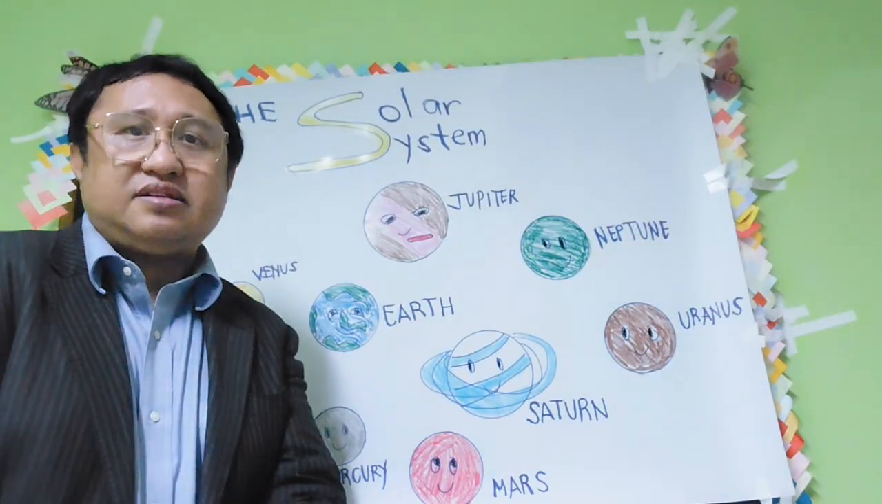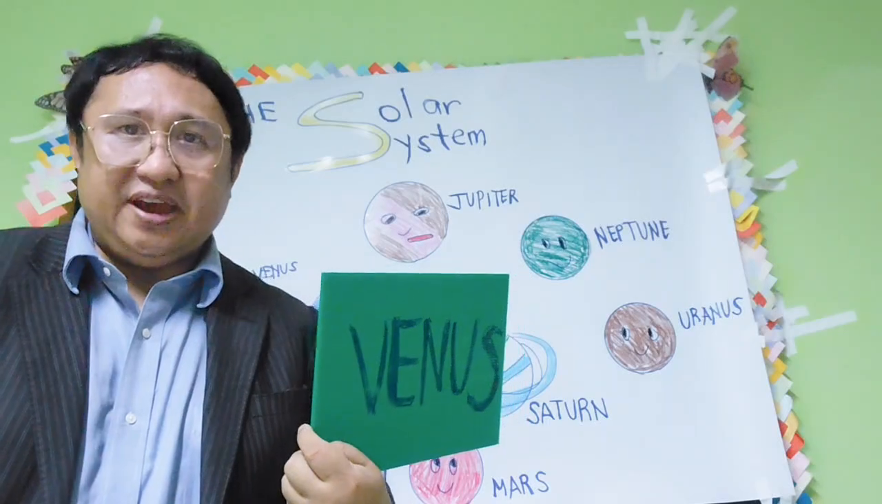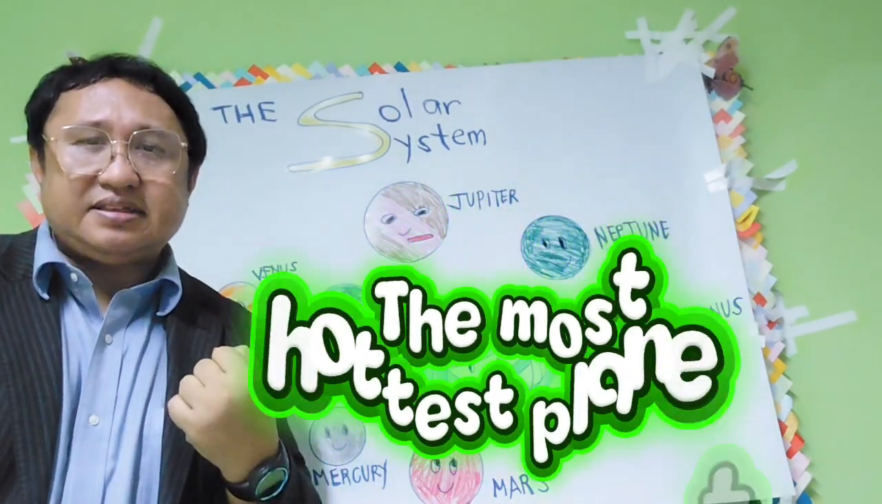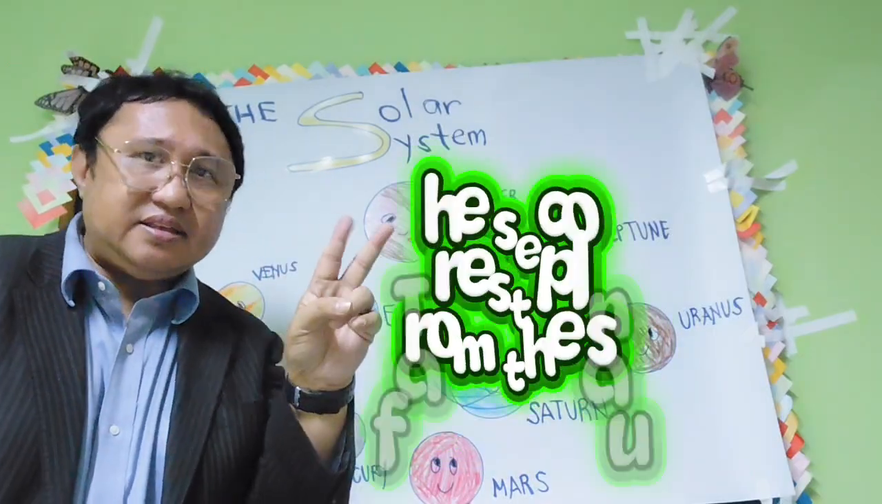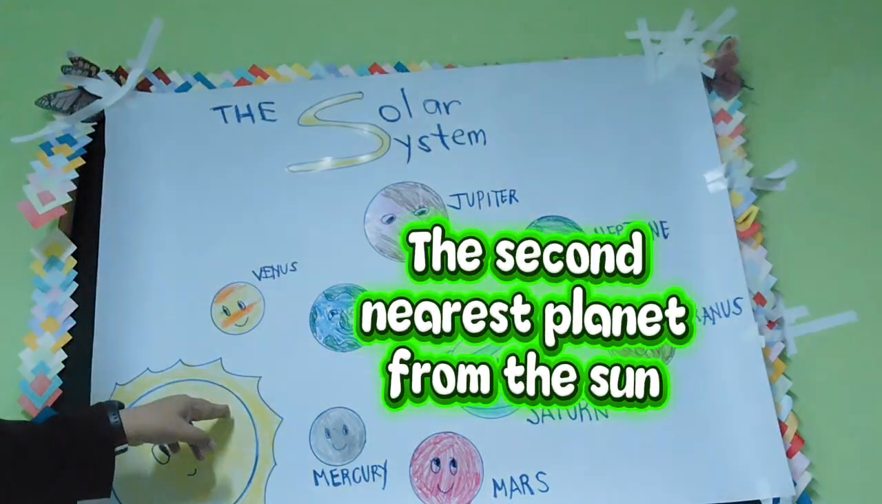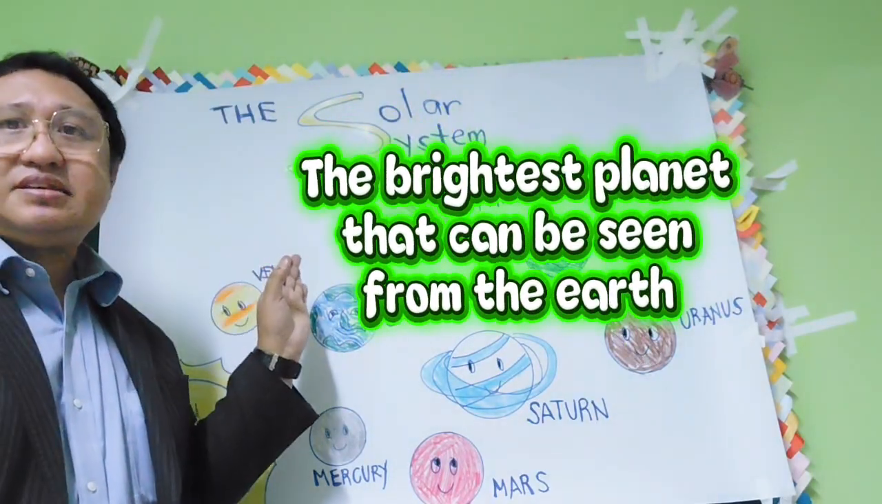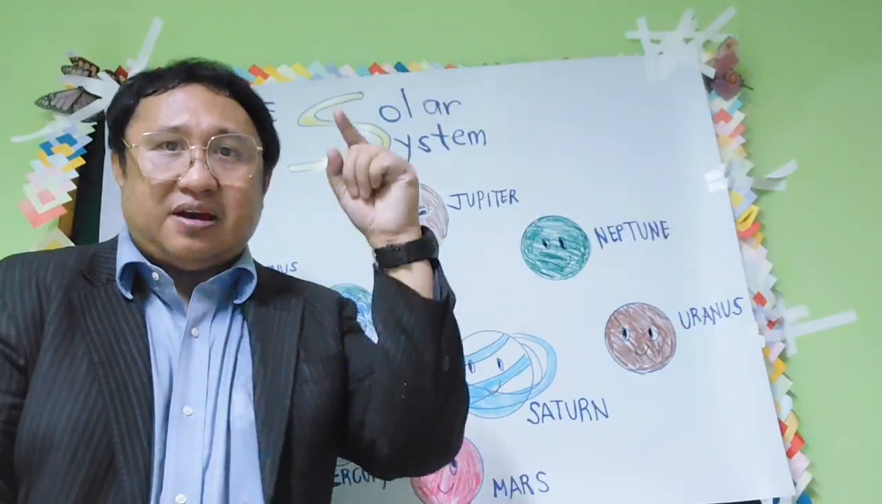Let's proceed to the second planet, which is Venus. Venus is the hottest planet, at the same time the second nearest planet from the Sun. Venus is the brightest planet seen from the Earth, meaning we can see Venus from our planet.